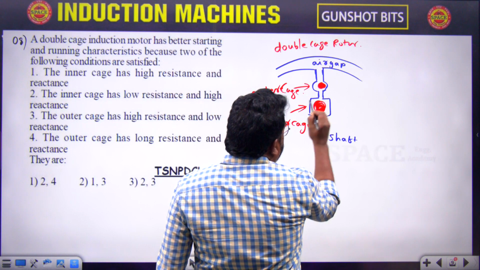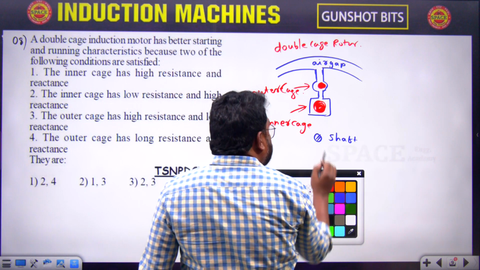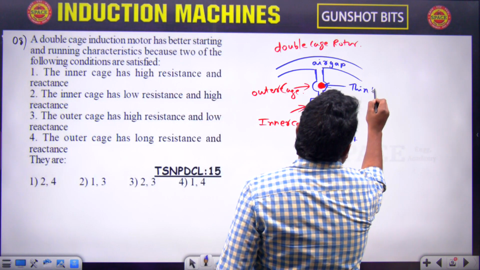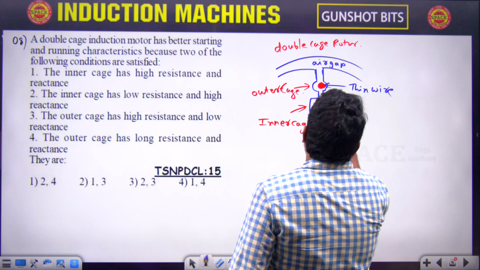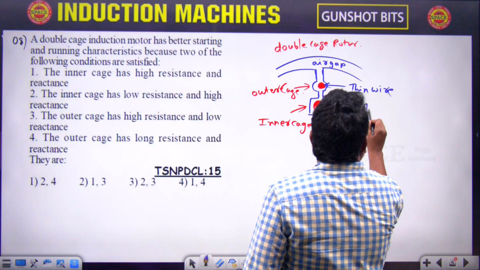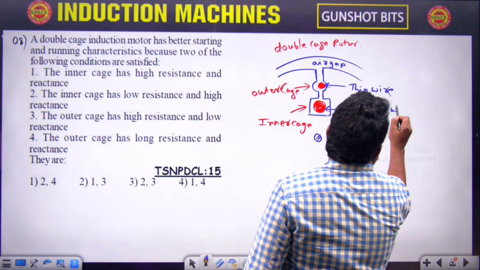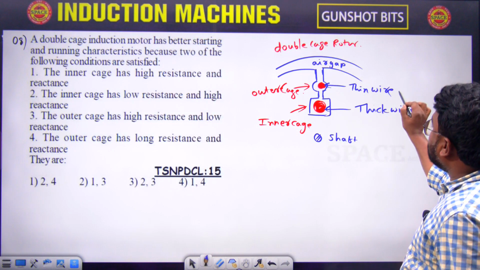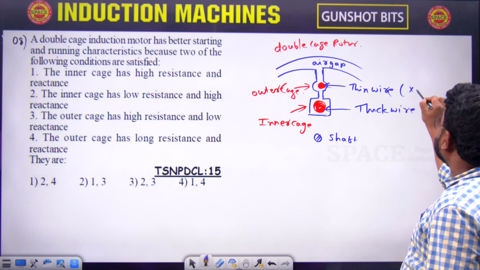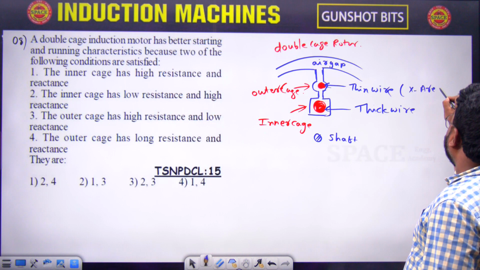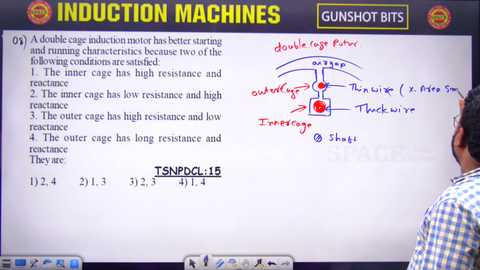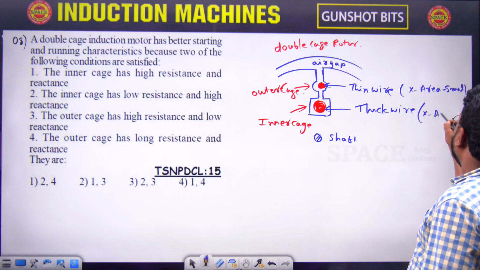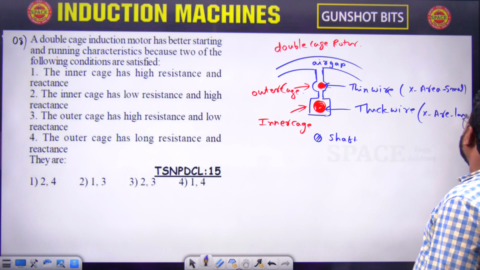The inner cage winding is designed with a thin wire, and the outer one is designed with a thick wire. That means the cross sectional area is small in the inner cage. In case of the outer cage, the cross sectional area is large compared to the inner cage.